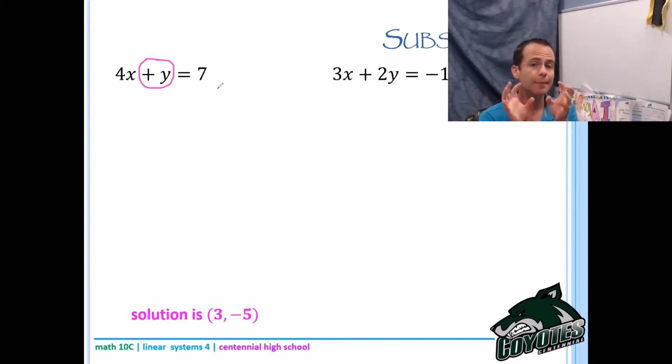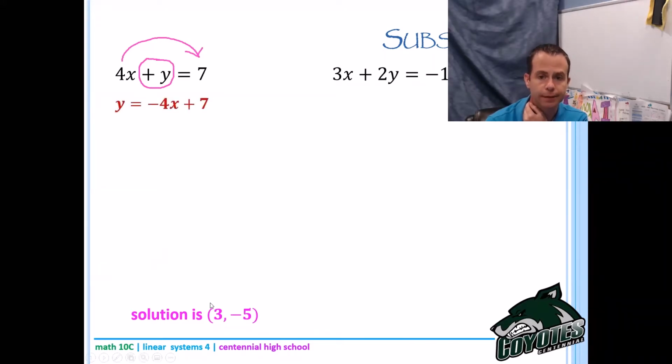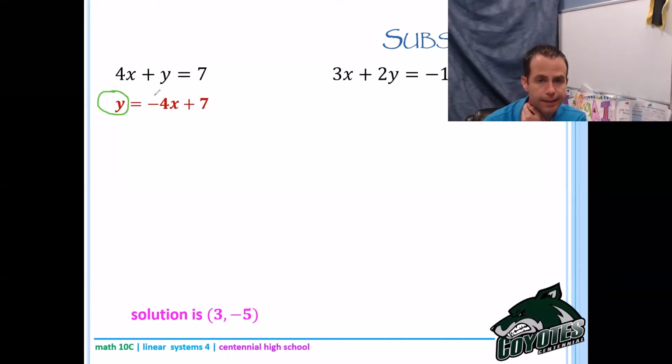Okay, so I'm going to take a look at that y, and I'm going to say, okay, I want to isolate for that y, which means that 4x has to come over here. So that will be y equals negative 4x plus 7. Okay, now think this through. I'm saying that y is the same thing as negative 4x plus 7. That's the same as saying Ivan is the same as 2 grandmas and an acrobat, okay?